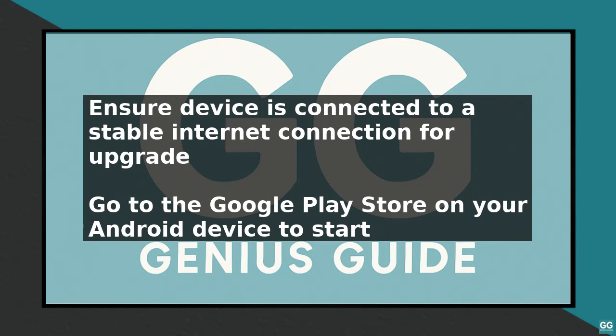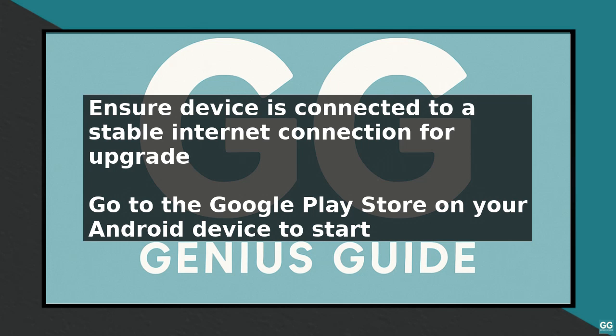To upgrade the Rocket Money Android app, follow these simple steps. First, ensure your device is connected to a stable internet connection to avoid any interruptions during the upgrade process. Next, go to the Google Play Store on your Android device.